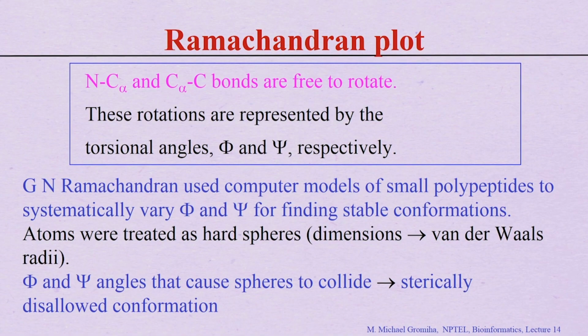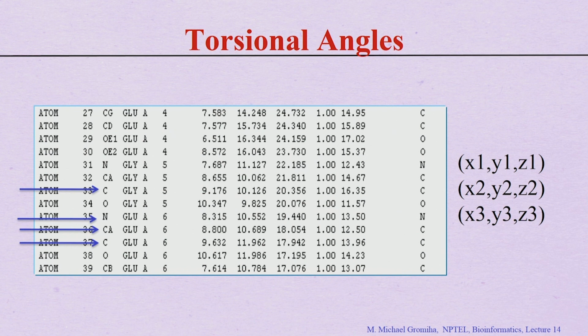So, in this case, as we discussed, these are the two bonds which are free to rotate. These rotating angles are called phi and psi. So, JNR used computational models, and based on the collisions he determined the allowed regions and disallowed regions, based on steric interactions. Now, how do we calculate this phi angle and psi angle?